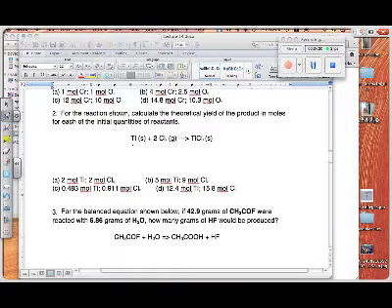Okay, 2 moles of titanium and then 2 moles of chlorine. So 2 divided by 1 versus 2 divided by 2. 2 divided by 1 is 2. 2 divided by 2 is 1. So this is my limiting reactant in A.